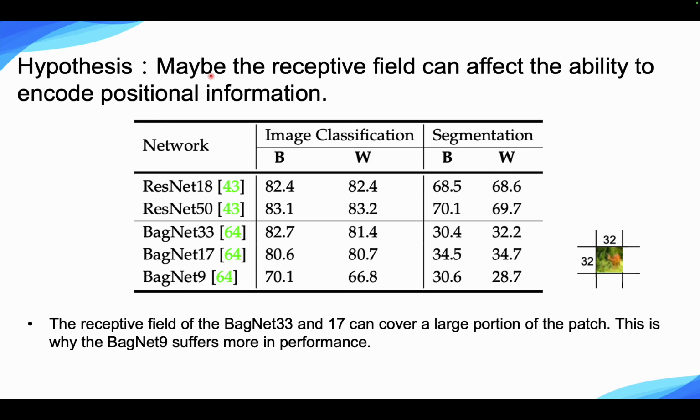Back to our hypothesis. They propose a hypothesis that maybe the receptive field can affect the ability to encode position information. So here is a comparison. We can find that the receptive field of BagNet 33 and 17 can cover a large portion of the patch. This is why BagNet 9 suffers more in performance, because it has no such large receptive field.